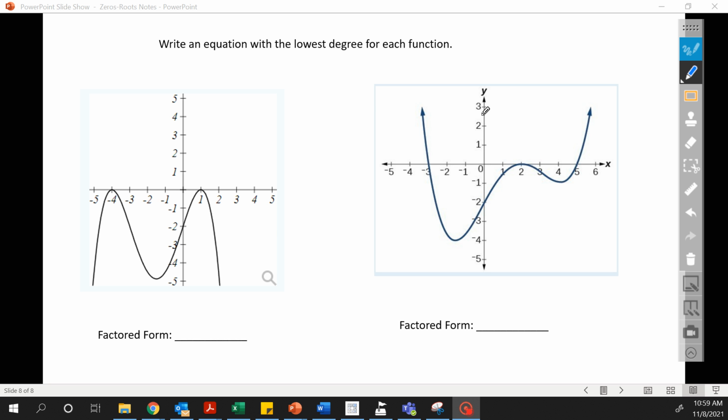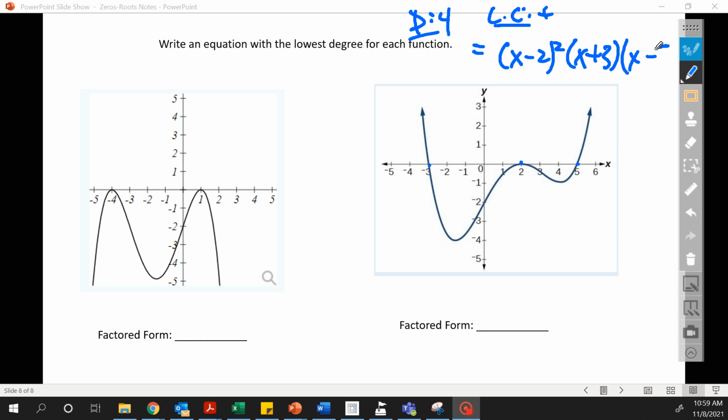Let's try this one. So this has 1, 2, 3 turning points. This is a fourth degree as well. The leading coefficient is positive because it goes up on both sides. Now this 0 shows up twice, x minus 2. That factor shows up twice because it touches it. This factor shows up once, x plus 3. And this factor shows up once, x minus 5.